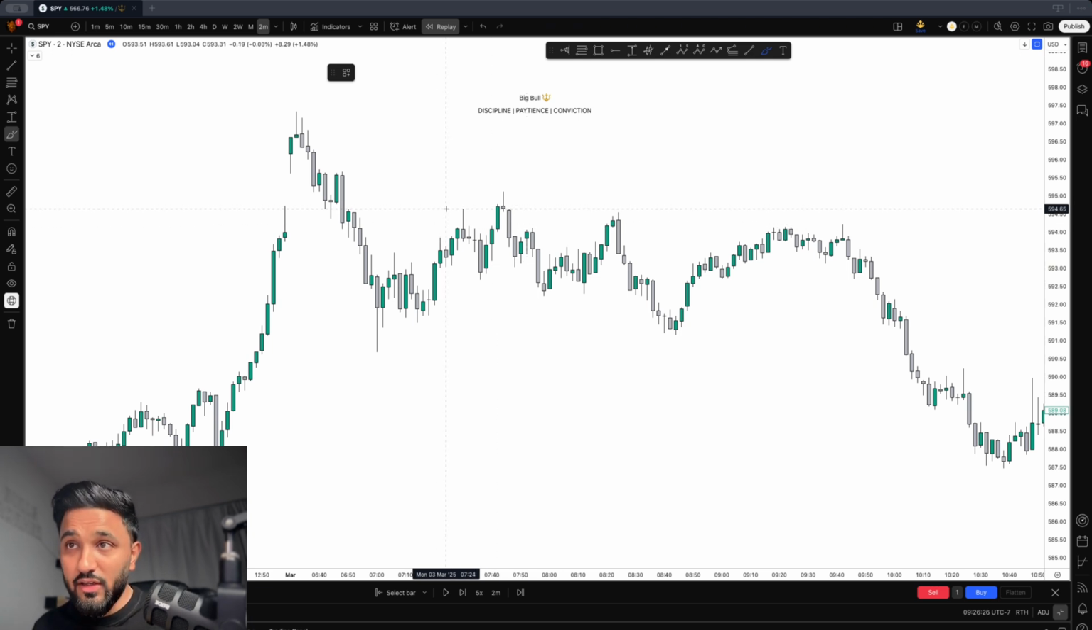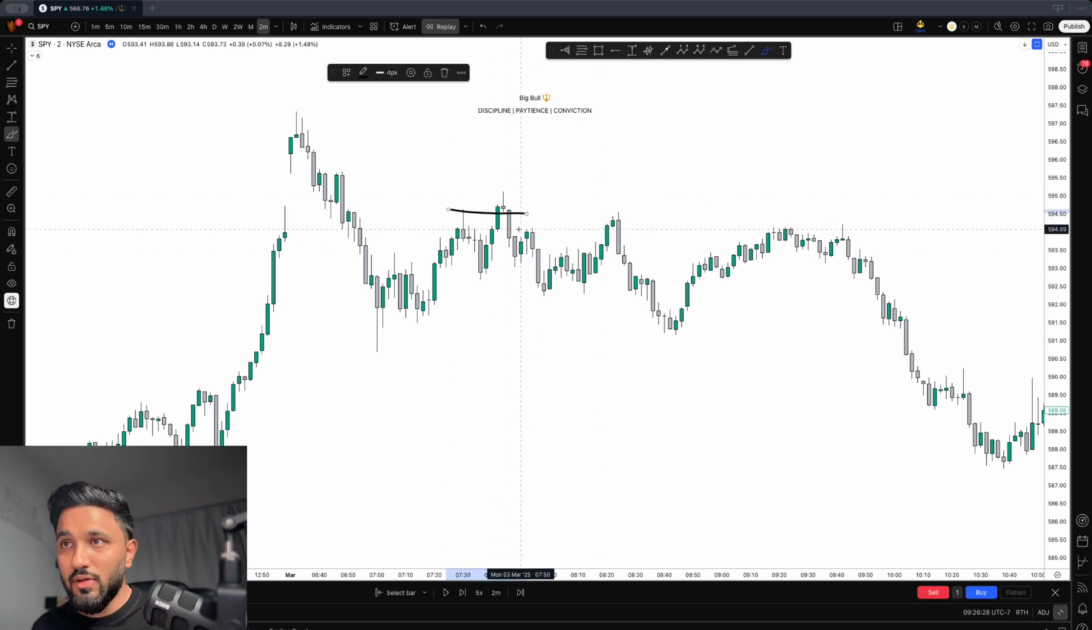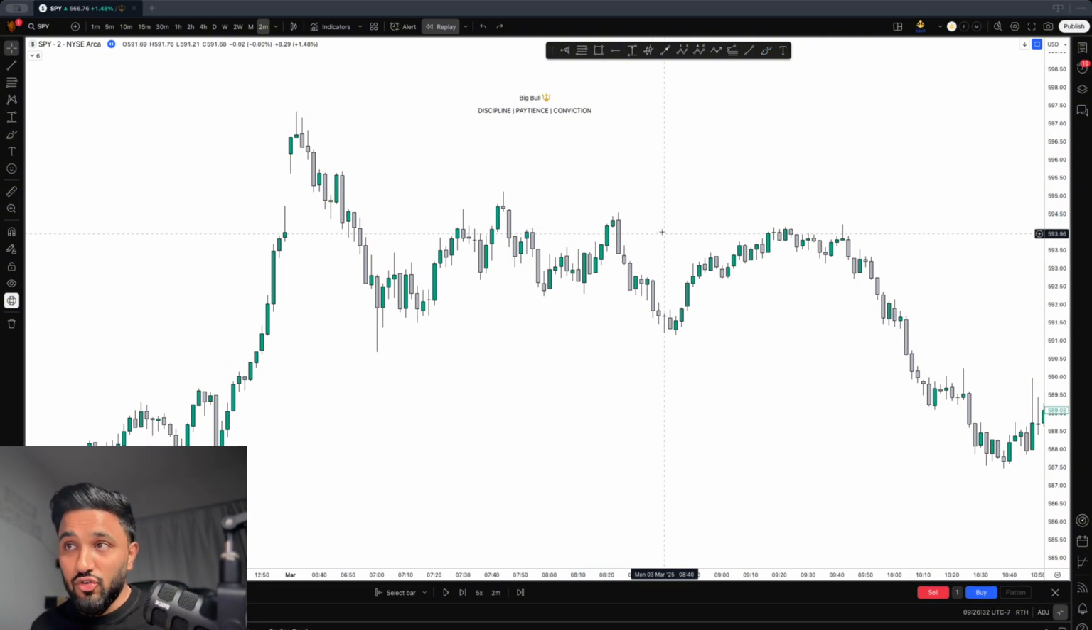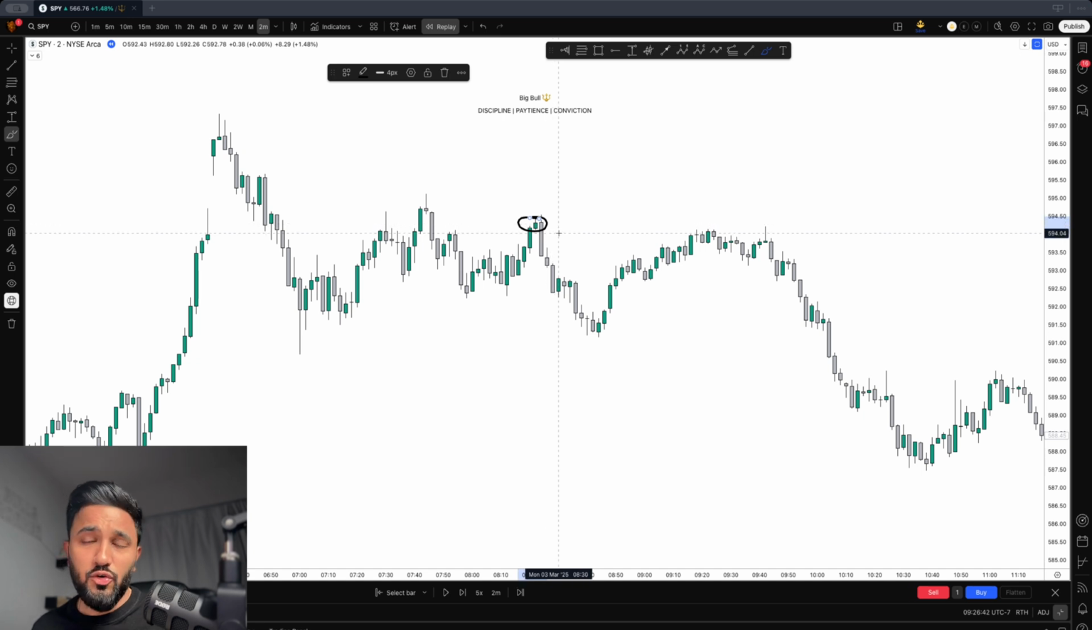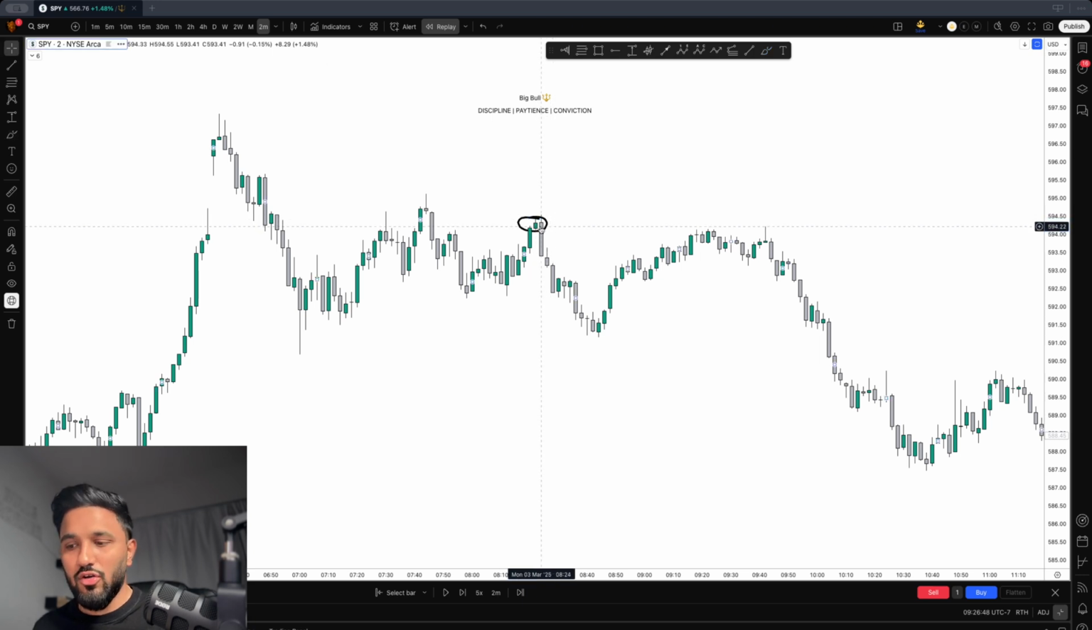You see on right here, boom, liquidity sweep right here, liquidity sweep, and price goes to the downside. So now as price is going to the downside, it made a new swing low of this swing high. So now this becomes our valid liquidity pocket, which means if price comes back into this pocket in the future, we're going to short it again on confirmations.